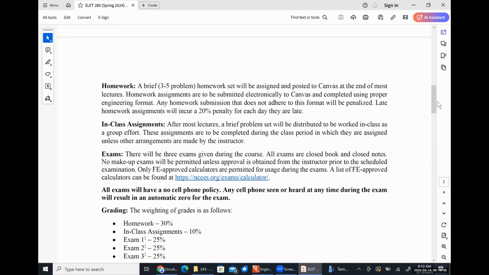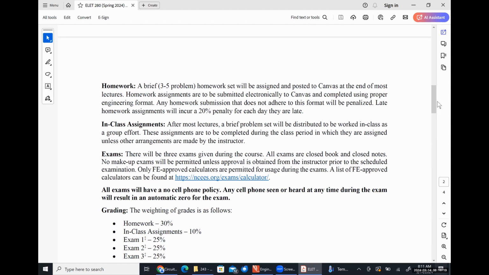All right, homeworks. So a brief 3 to 5 problem homework set should be assigned and posted to Canvas at the end of most lectures. Homework assignments are to be submitted electronically to Canvas and completed using proper engineering format. I want to make a specific caveat here. I don't need a discussion section. That stuff never made any damn sense to me whatsoever. It works because math works. We're good. Okay, so if you write the problem statement down and all of that kind of stuff, provide me with your solution. That's all I'm looking for. There's really not any need for discussion as far as I'm concerned.